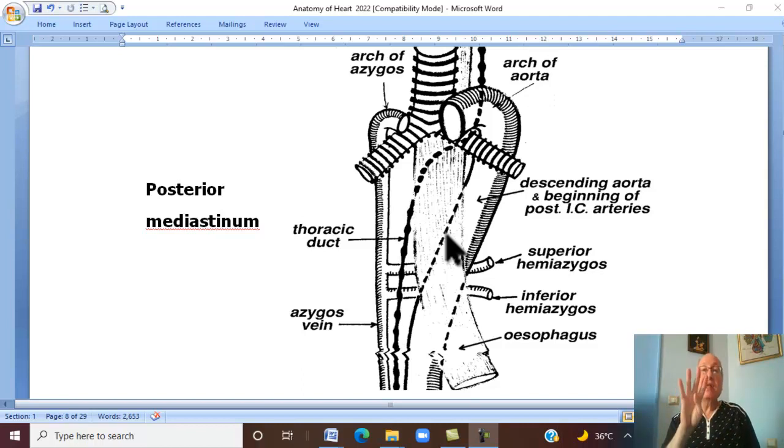The posterior mediastinum contains four main structures separating the pericardium and the base of the heart anteriorly from the vertebrae posteriorly. These four structures are two large tubes, the descending thoracic aorta and esophagus, and two small tubes, a vein called the azygos vein, and the lymph duct, which is the main lymph duct all over the body, called the thoracic duct.